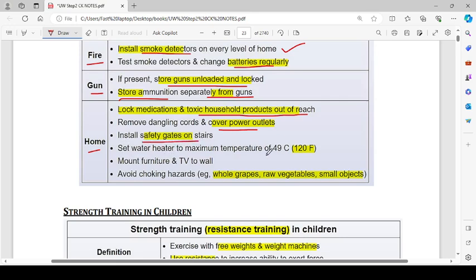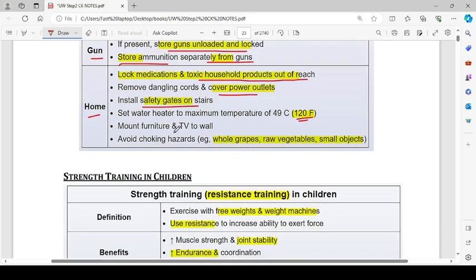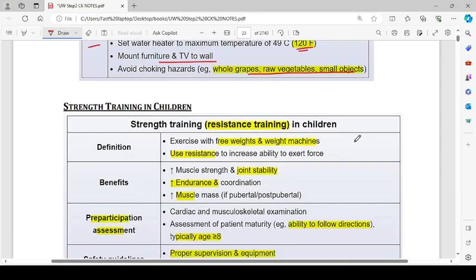Set the water heater to a maximum temperature of 49 degrees Celsius, that is 120 degrees Fahrenheit. Mount the furniture and TV to the wall. Avoid choking hazards, for example, whole grapes, raw vegetables, and small objects.